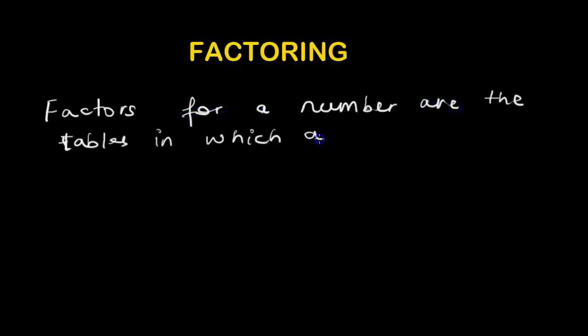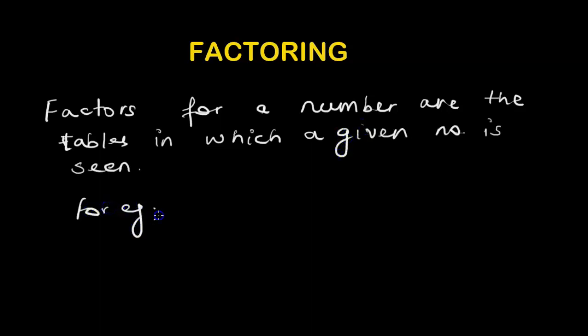In this video, we will talk about factoring. Let's first understand what is the meaning of factor. Factors for a number are the tables in which a given number is seen. For example, if we want to write down the factors of 10, we would see 10 in the table of 1. At what place are we going to see 10 in the table of 1?